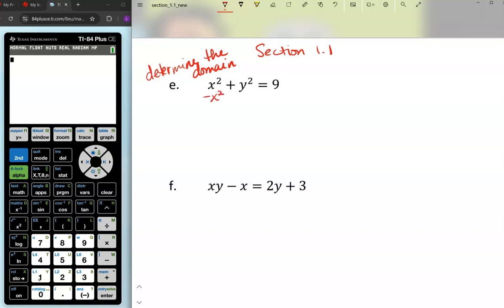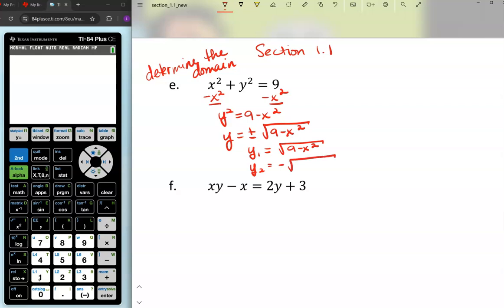So I'm going to subtract x squared from both sides. I get y squared equals 9 minus x squared. Then I'm going to take the square root of y. We're going to get y equals plus or minus the square root of 9 minus x squared, which we can solve algebraically. If we want to graph it, y equals a positive square root of 9 minus x squared, and y equals a negative square root of 9 minus x squared.